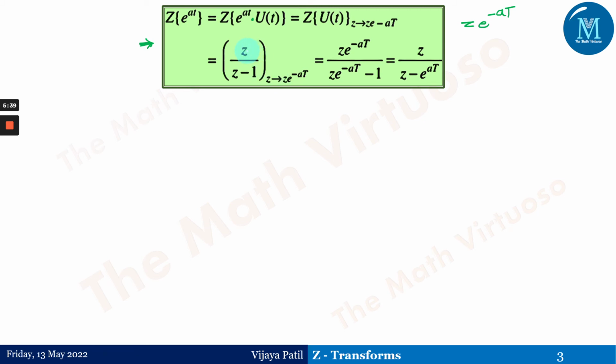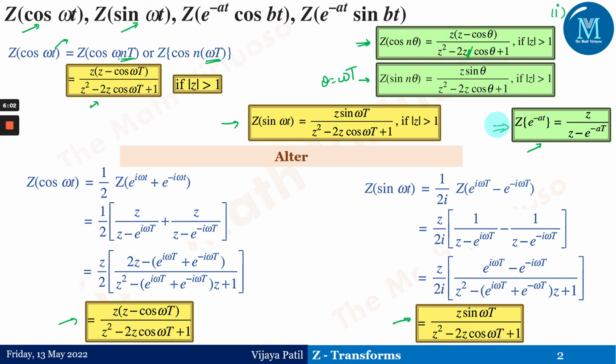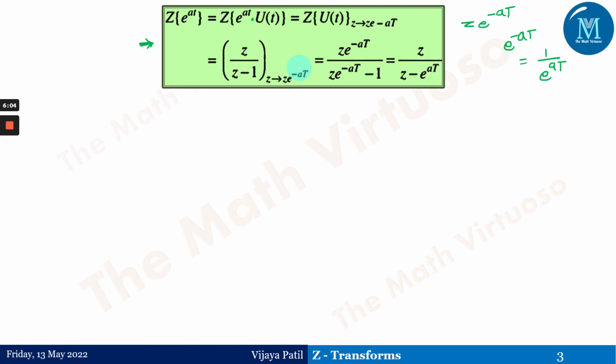Therefore, in this function, if we replace z by z into e to the power minus at, we are going to get this again. Taking e to the power minus of at as 1 upon e to the power a capital T, and then adjusting the terms, we get the Z transform of e to the power at as z upon z minus e to the power a capital T. This is what we used in the last slide. So using this same property, we can go ahead.